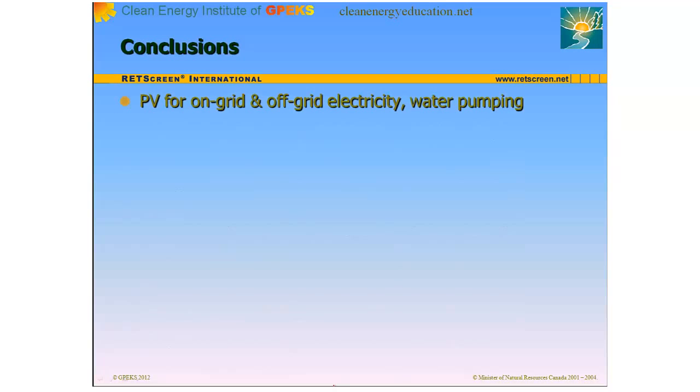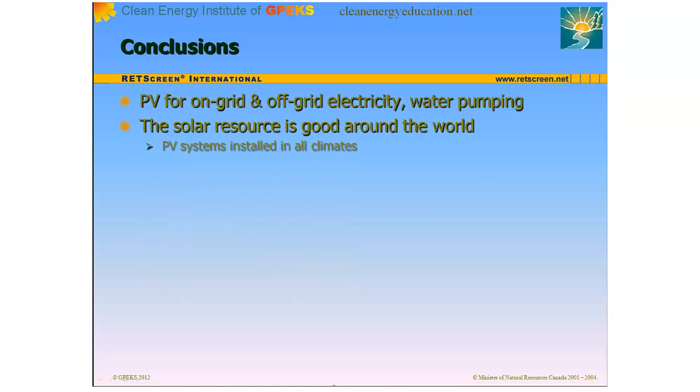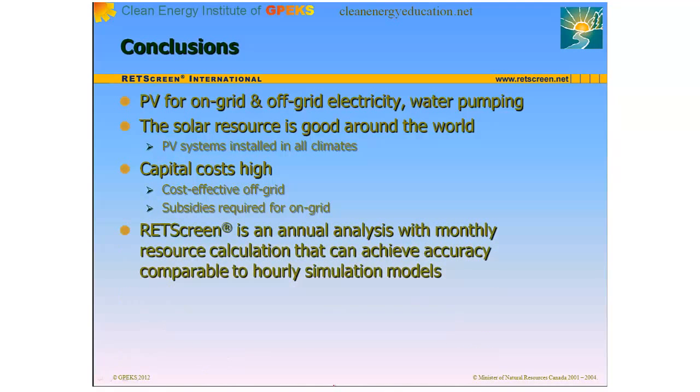Conclusions. Photovoltaics can feed electricity to the grid, power off-grid loads, or be used for water pumping. Solar energy is available everywhere on the planet, and photovoltaic systems are already being used in every climate imaginable. The capital costs of photovoltaic systems are high, but their operating and maintenance costs are very low. PV is typically cost-effective when grid power is not available, especially if the load is small. On-grid installations of photovoltaics are generally not yet cost-effective and are often subsidized.